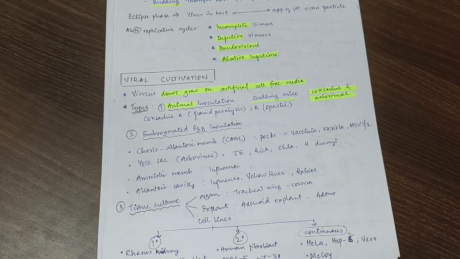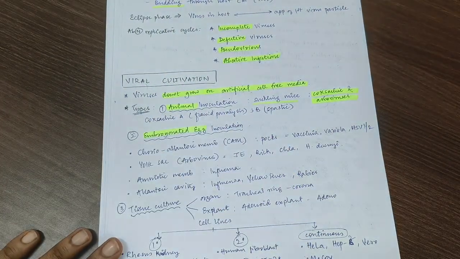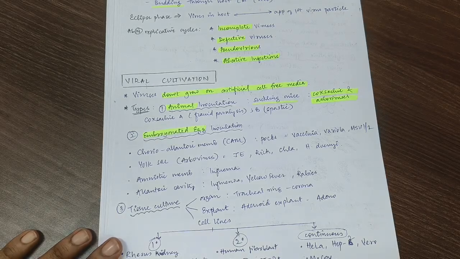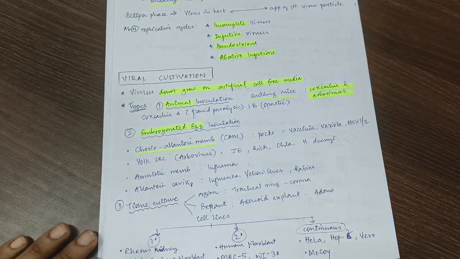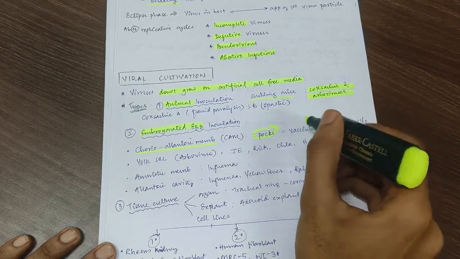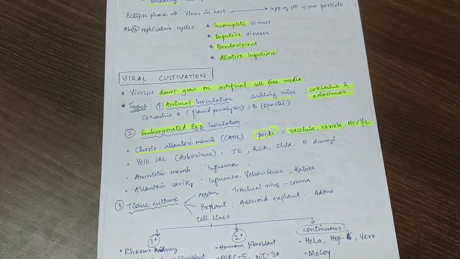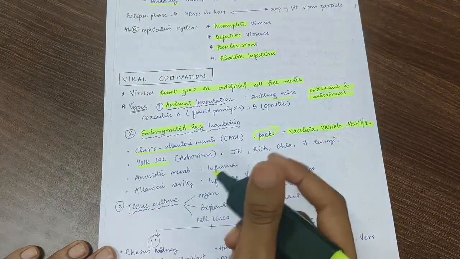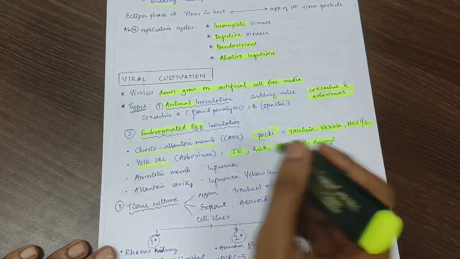Remember. Then the second is the embryonated egg. You introduce the virus into the embryonated egg. What are the locations inside an egg? One is the chorioallantoic membrane, used for pox formation in the case of vaccinia, variola, and HSV 1 and 2. Whereas the yolk sac is for Japanese encephalitis, rickettsia, chlamydia and Haemophilus ducreyi.